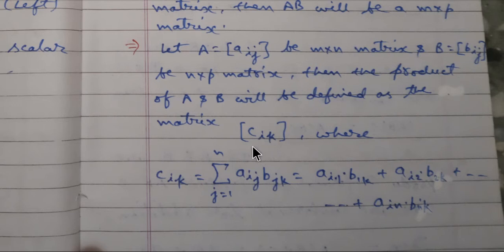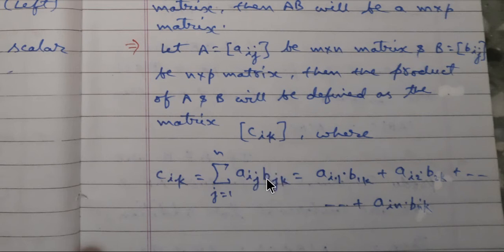This matrix will be defined as the summation, with j equal to 1 and its maximum limit n. This is the sign of summation. J is a variable, so j will vary. I and k are fixed, but j will vary, taking values from 1 to n. So Cik will be equal to the summation of j from 1 to n of Aij Bjk.